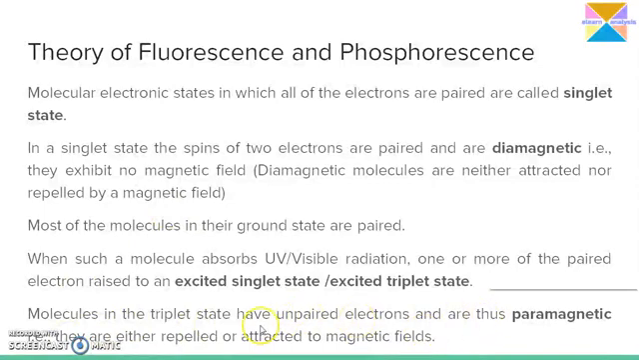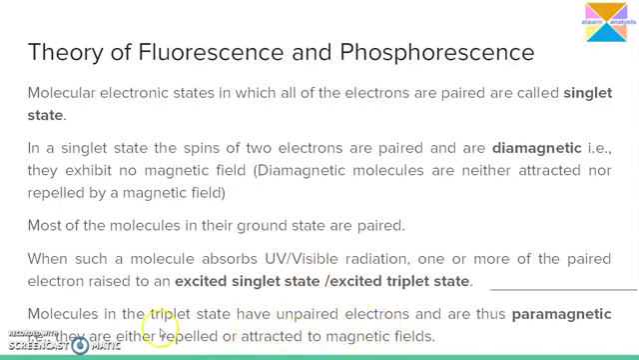These unpaired electrons have the same spin, and because of the same spin, the magnetic moment gets added up, and that's why they behave as tiny magnets. So they are called paramagnetic, and since they behave as tiny magnets, they tend to be either repelled or attracted by an external magnetic field.